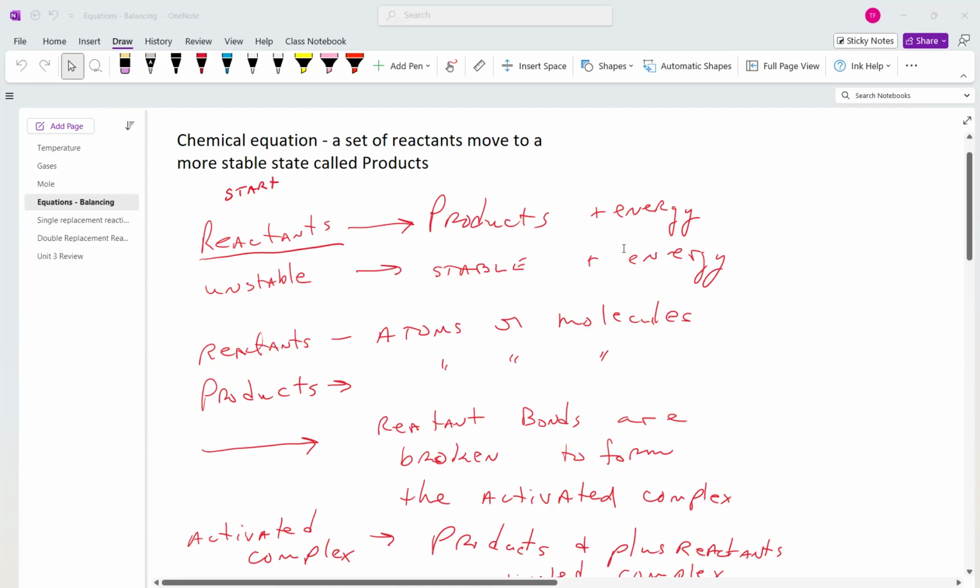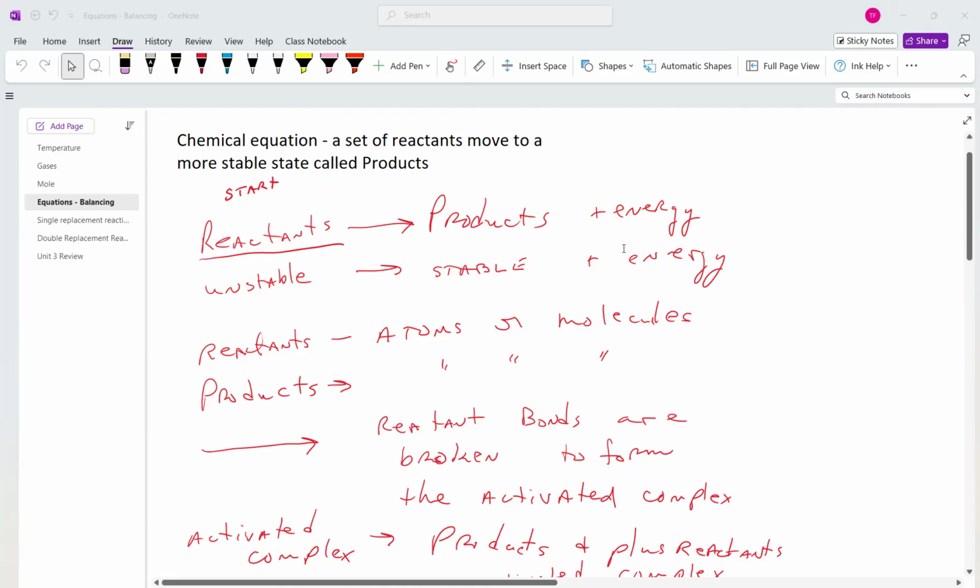All right. So just a quick review on equations. Equations involve reactants and products plus energy. Occasionally, you'll see the energy on the left. Most reactions, it's on the right. If it's on the left, that means it requires energy to work. Those are called endothermic reactions. If energy is given off, it's called exothermic reaction. Thermic meaning heat, exo meaning leaving.